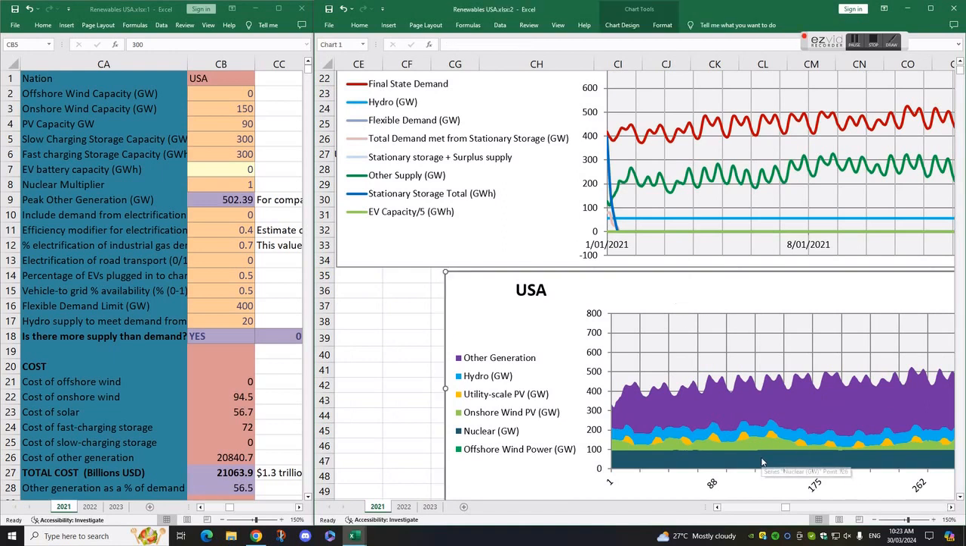The dark greenish greyish colour at the bottom is nuclear. The pale green above it is wind generated power. The yellow is the solar. The blue is the hydro, and the purple is the other generation. So in this case, in 2021, that would have been the fossil fuel output.